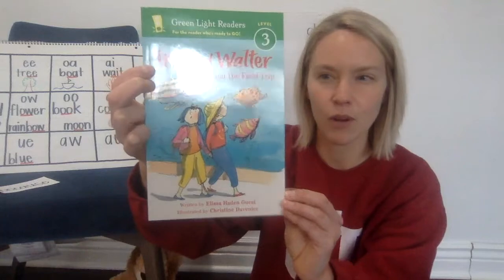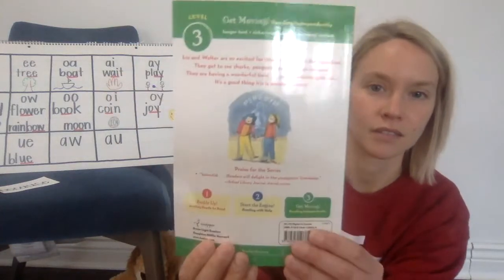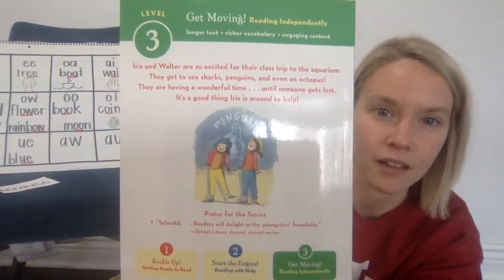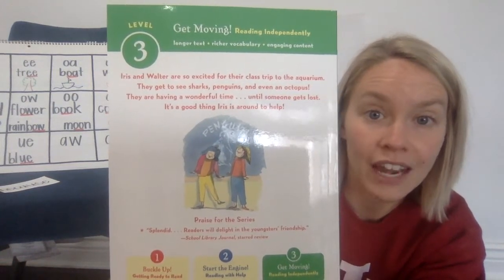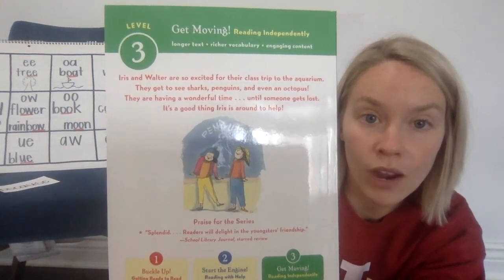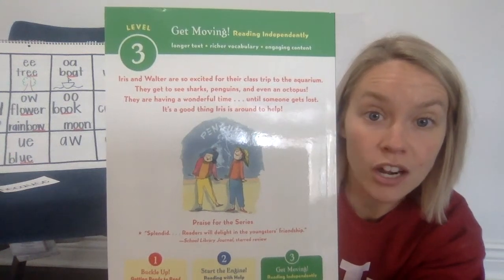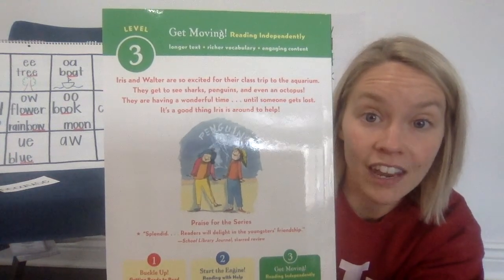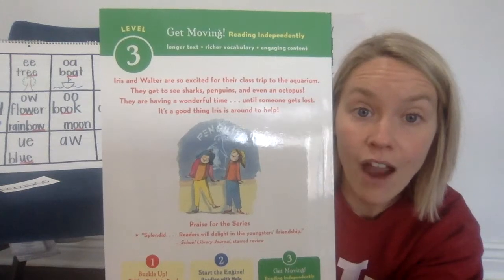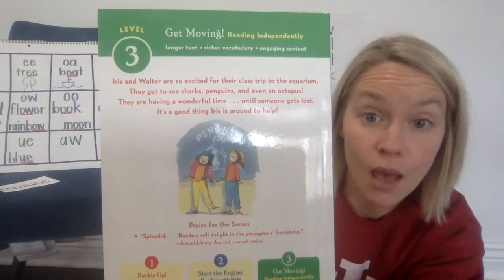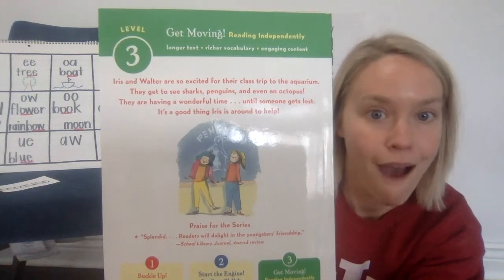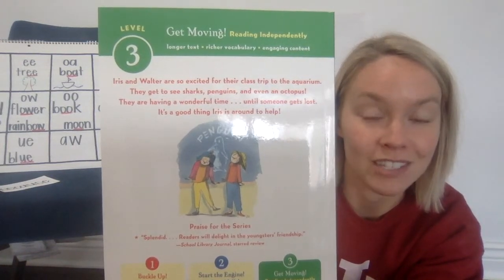Okay, well, I'm going to flip it over and let's look at the back. Okay, let's see what we see on the back. On the back it says, Iris and Walter are so excited for their class trip to the aquarium. They get to see sharks, penguins, and even an octopus. They are having a wonderful time until someone gets lost. It's a good thing Iris is around to help.